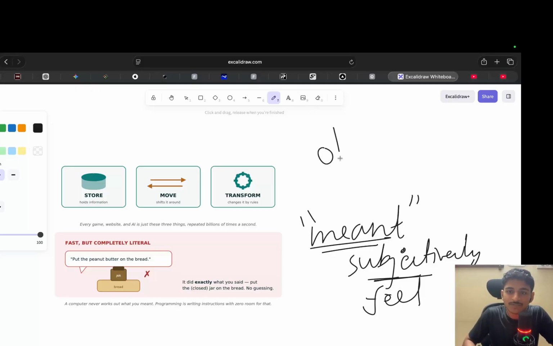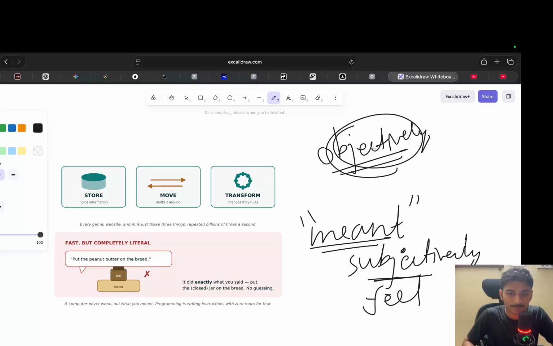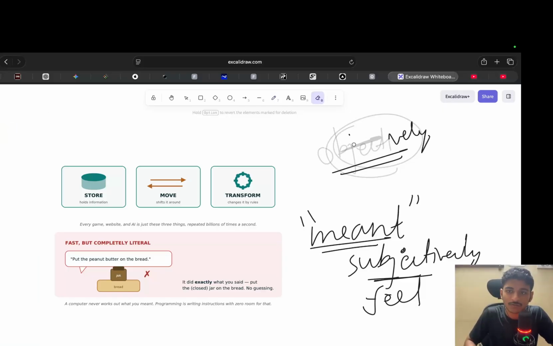Computer thinks objectively. What is there, what is real, what is reality. Objectively, it thinks objectively. So you need to be thoughtful of whatever you command the computer.